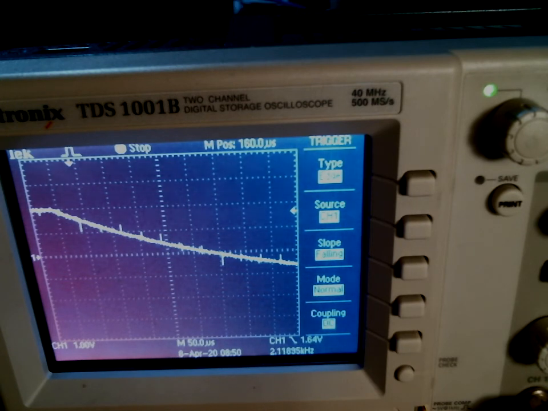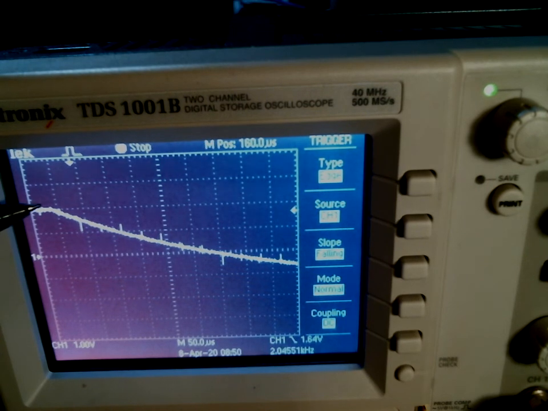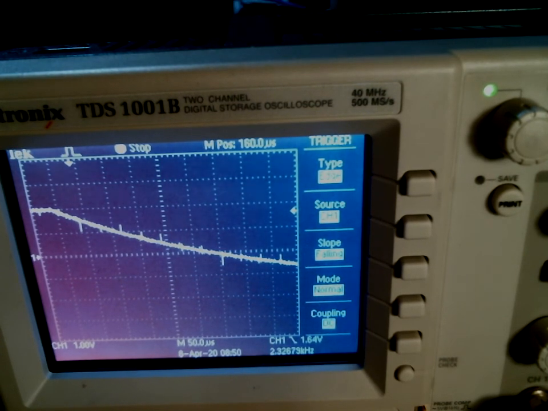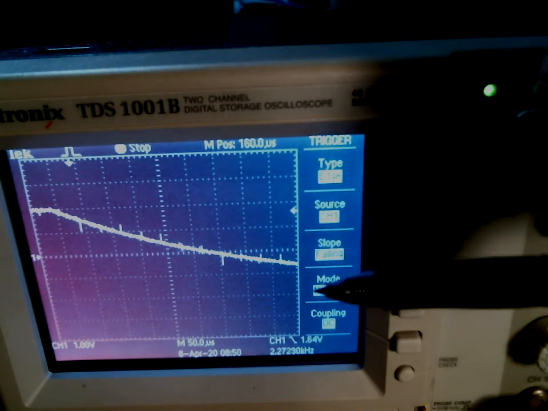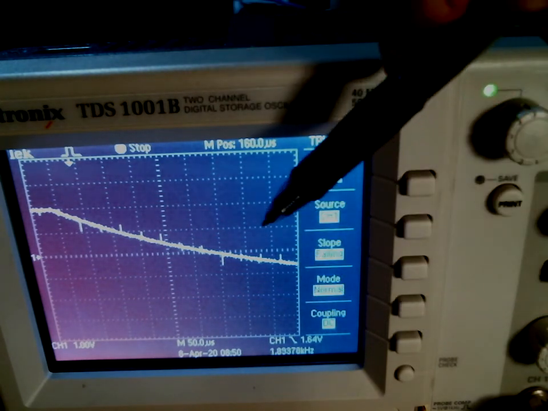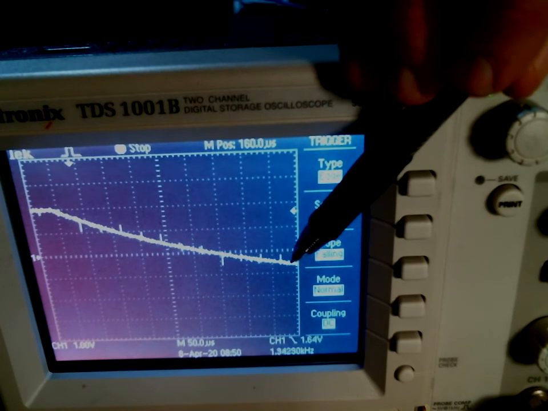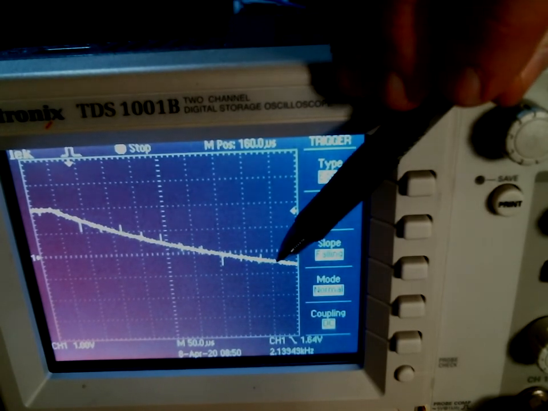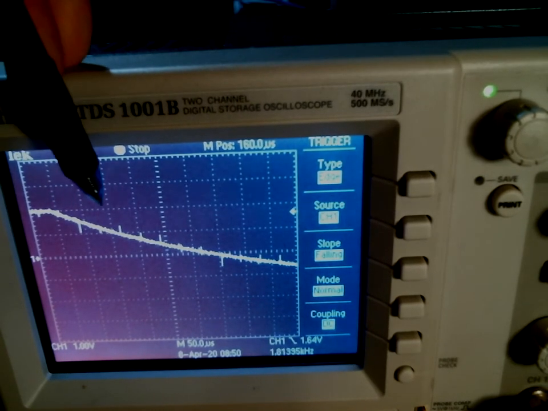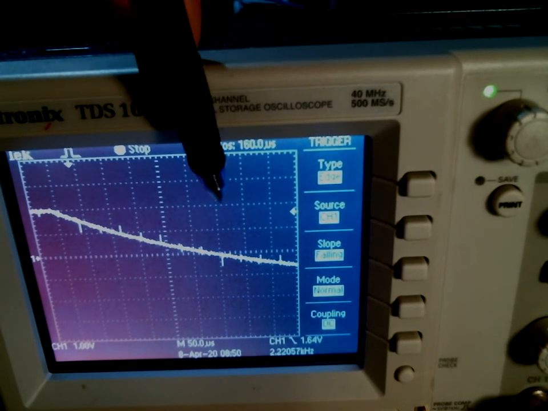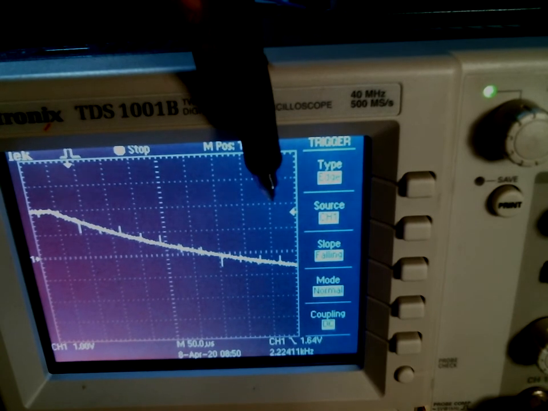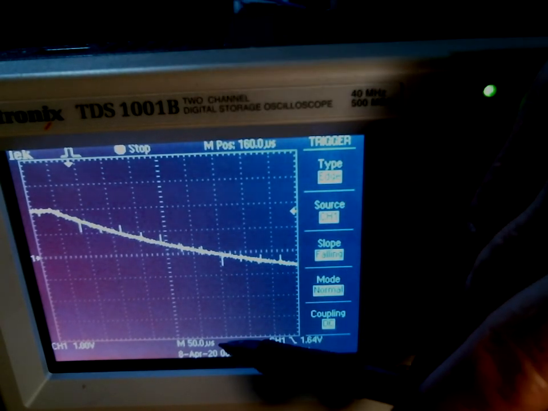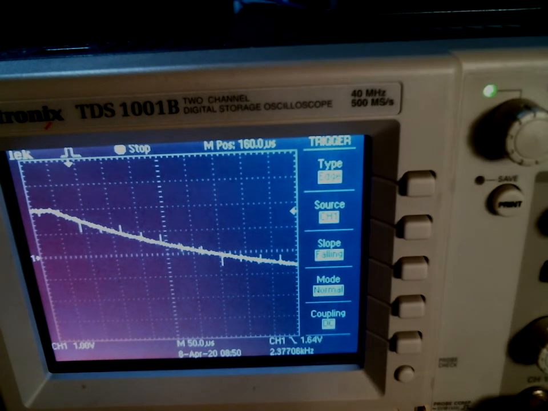So now I'm still starting at 4 divisions above the baseline, and I still want to go to 1.5 divisions above the baseline. But now this is going to be a much better measurement. 1.5 divisions is happening almost exactly there at that line. So that's 1, 2, 3, 4, 5, 6, 7, 8.0 divisions. So 8.0 divisions times 50 microseconds.